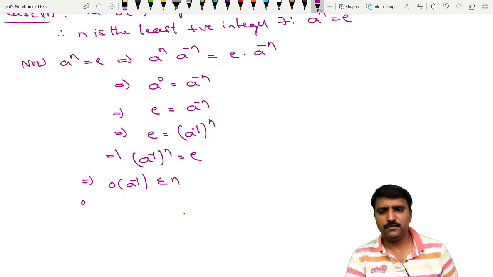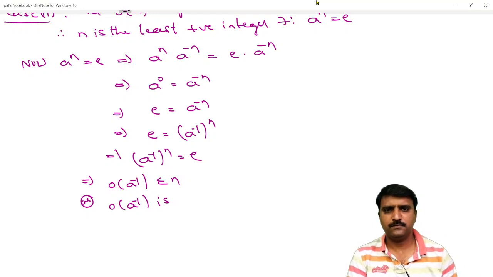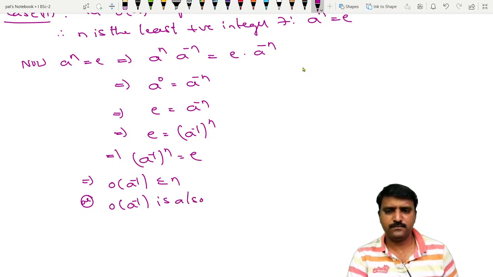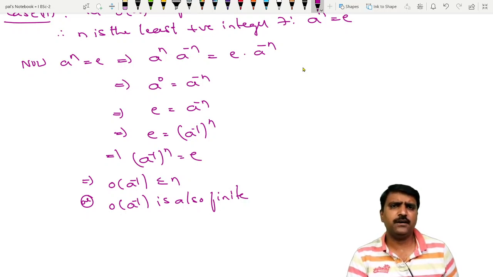So you write that order of a inverse is also finite. Next, we don't know what the order of a inverse is. You just assume that the order of a inverse is some m, a finite number. So from this we only know that the order of a inverse is a finite number, so we can assume that its order is a finite number.